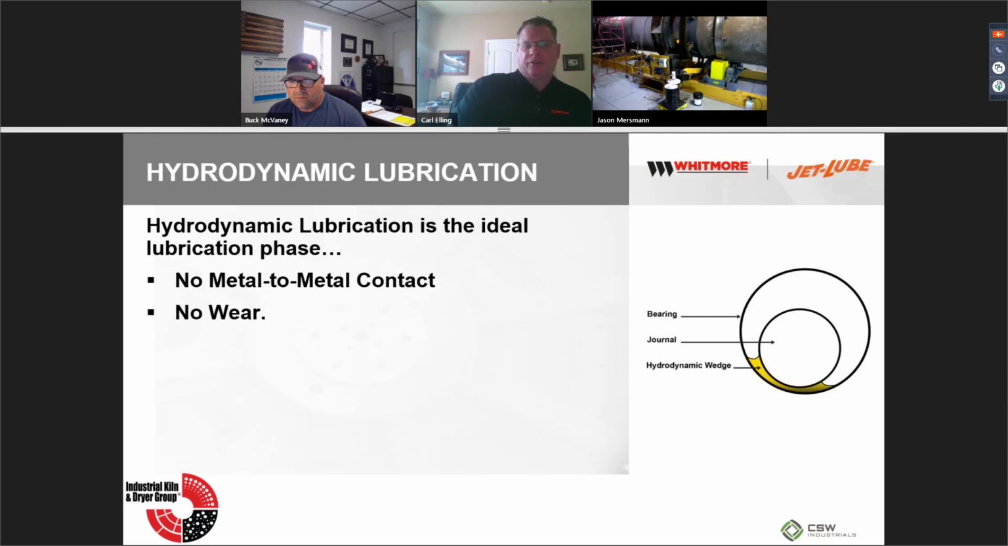In theory, and this is how we look at this particular thing, the ideal lubrication phase for these particular applications is no metal, no wear. In lubrication regimes, we call this hydrodynamic lubrication. You've got the bearing here, you've got the journal on the inside, and then you can see the wedge of lubricant. There's not much there, but that's what's protecting it. But notice there is no metal-to-metal contact between those things. You're basically riding on the fluid film. That's what we refer to as hydrodynamic lubrication.